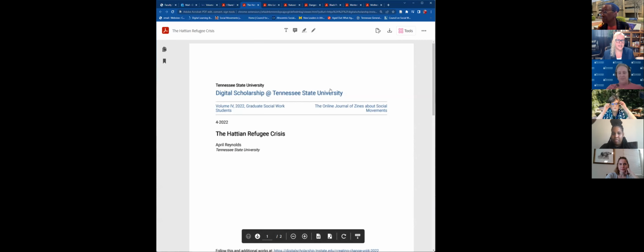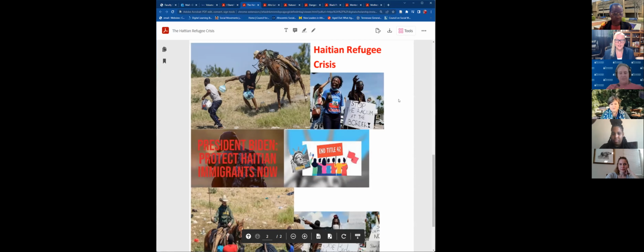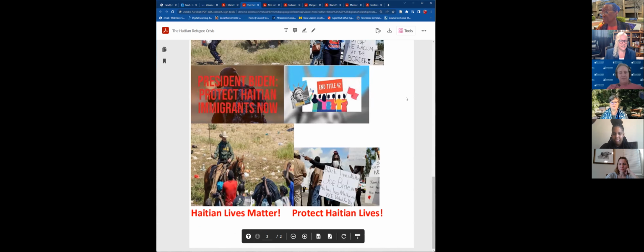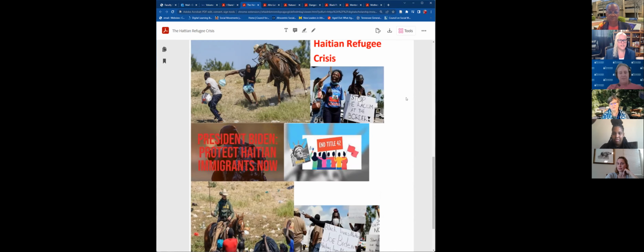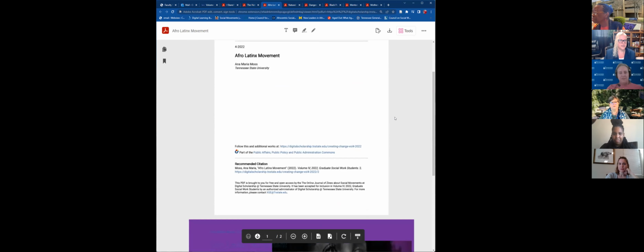Some of these, this is The Haitian Refugee Crisis by April Reynolds. I'll tell you, this semester, this one will not fold in the traditional way that a mini zine will, but I took it anyways because it's COVID and this is art, right? The traditional way to fold a mini zine would work, but this was still just topical, and so I chose to publish all of those in the journal.